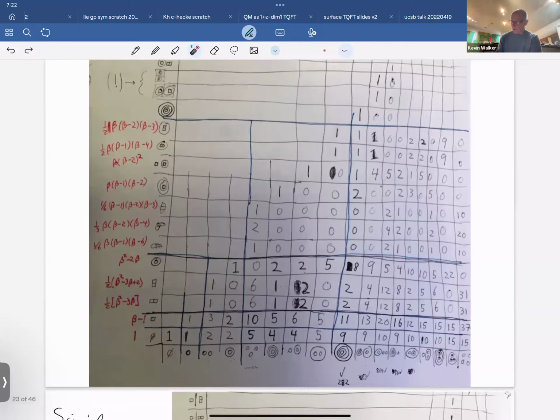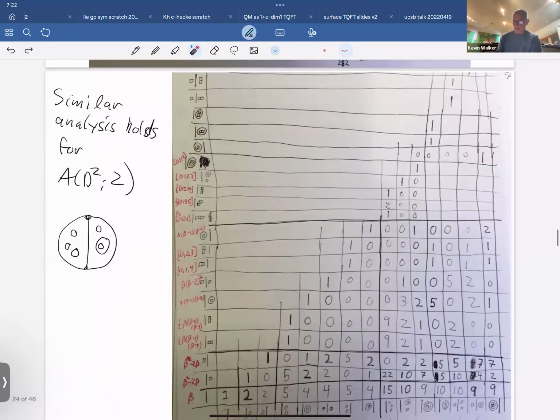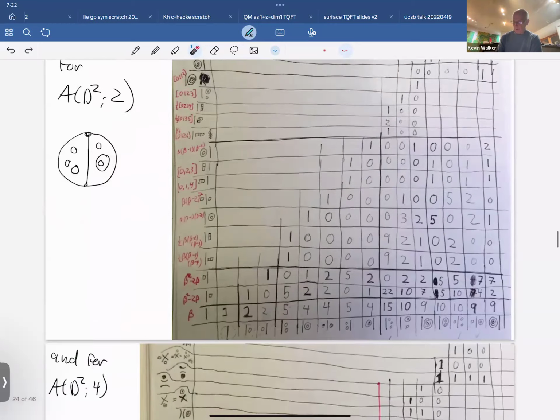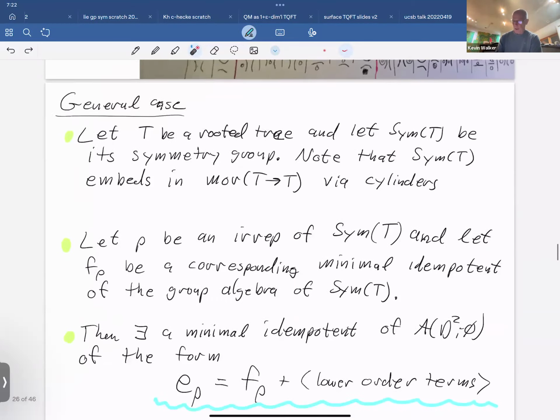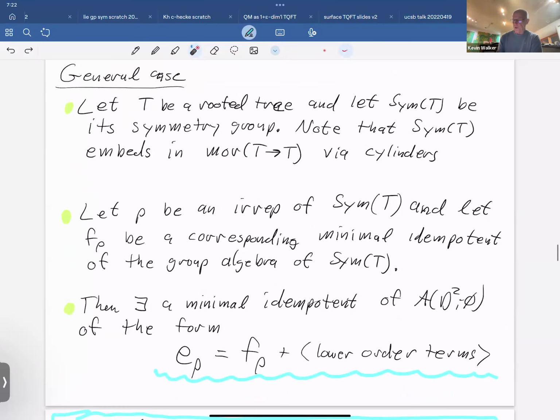So this is computable. I guess that's the point. And similarly, if we have 2 points, then we get circles with an arc going across, and we can think of two different trees, T1 and T2, and the two sides of the arc. We can do similar stuff for D equals 4. Okay, so what does the general case look like?